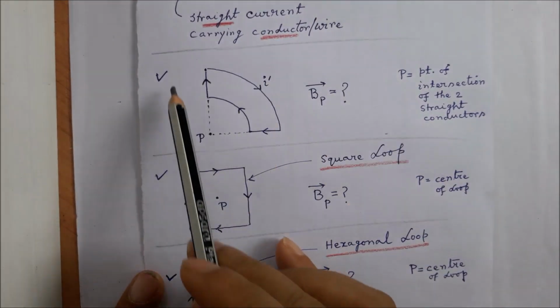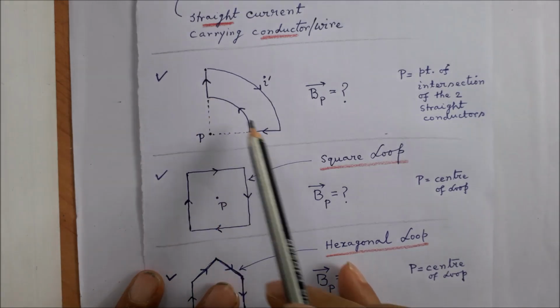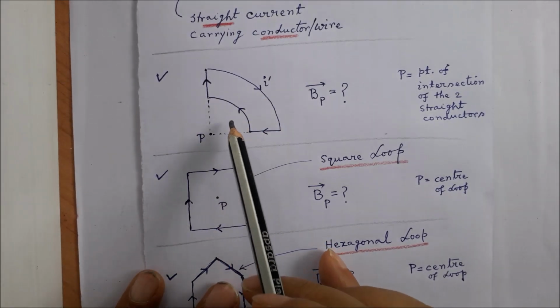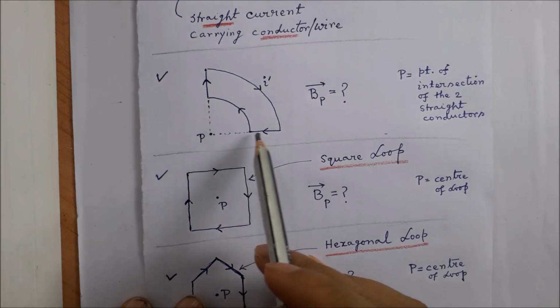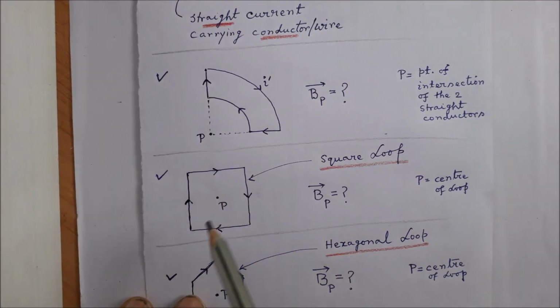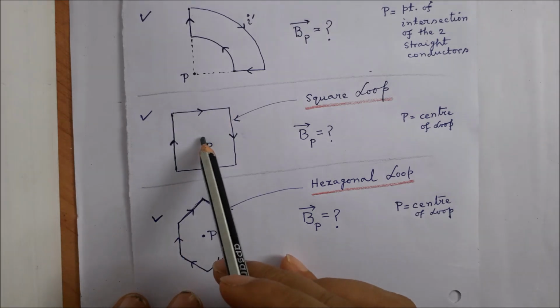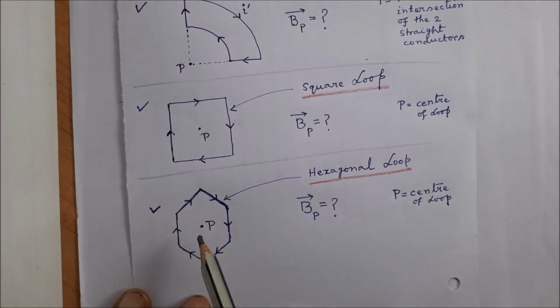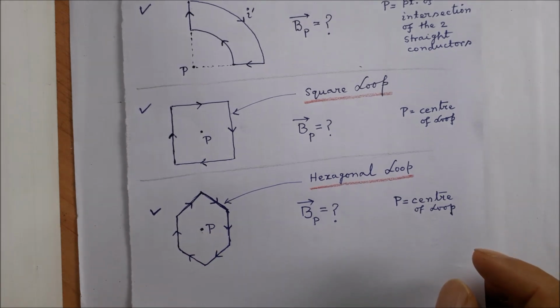If we have this type of a current distribution where we have two straight lines and two arcs, then we can find the magnetic induction at P, where P happens to be the point of intersection of the two straight conductors extrapolated. If we have a square loop, what will be the magnetic induction at the center? And in a similar way, if we have a hexagonal loop, then what will be the magnetic induction produced at the center of the loop? All this can be addressed using Biot-Savart's law.